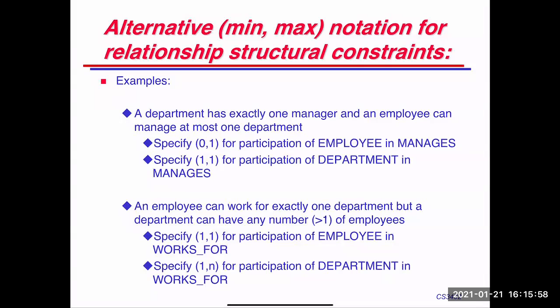So in the company database, we would use this notation to specify the constraint that exactly one employee is the manager of a department, and an employee can manage at most one department. So we would write a 0,1 for participation of employee in the manager's relationship, and a 1,1 for participation of the department in the manager's relationship. Any questions so far?